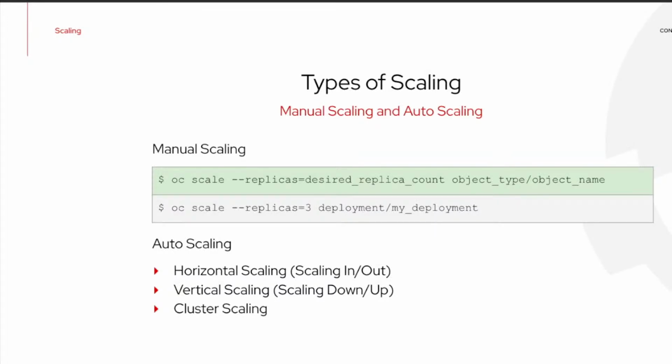Scaling refers to the ability of OpenShift to automatically adjust the number of running instances of an application based on demand. This can be achieved manually or automatically. When it comes to manual scaling, to instantly change the number of replicas, an administrator can use the oc scale command to alter the size of a job, deployment, or replication controllers, etc. When it comes to auto scaling, there are three types of auto scaling: horizontal scaling, vertical scaling, and cluster scaling.